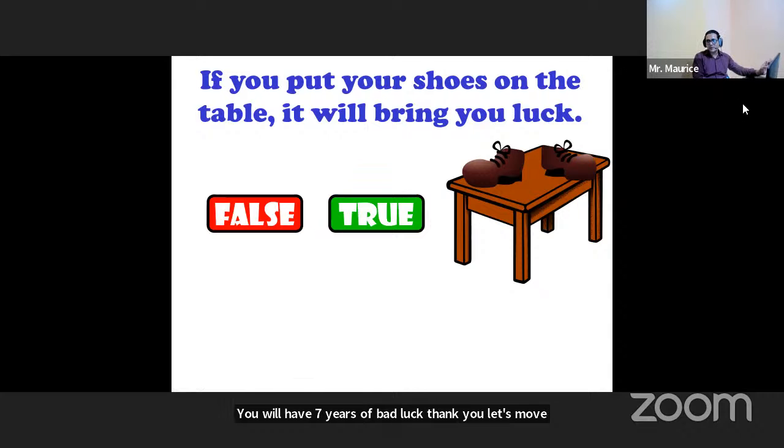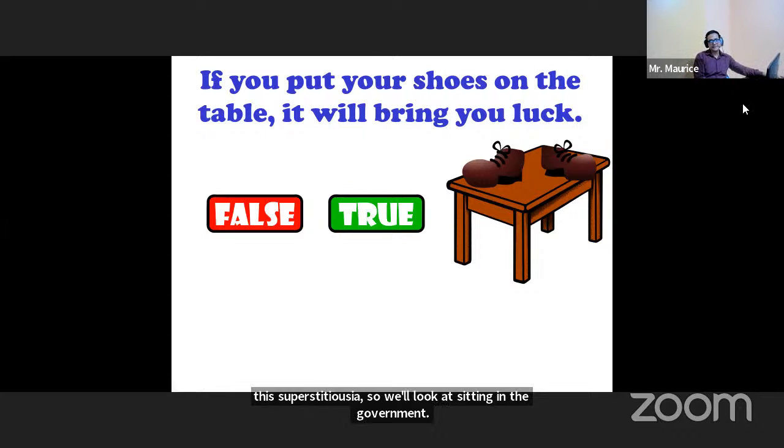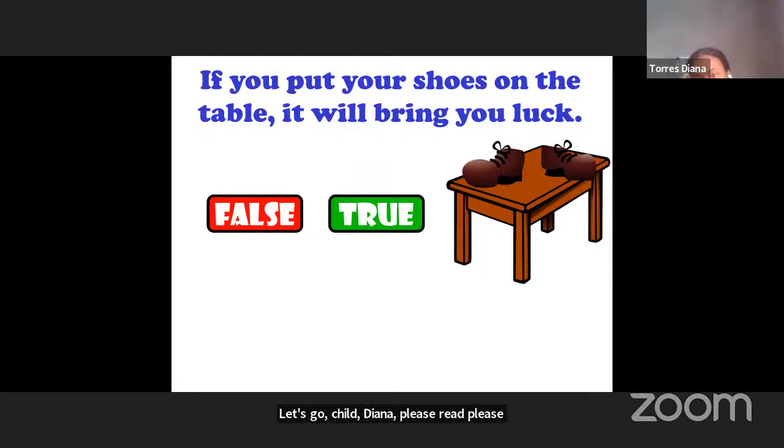Wow, look at this superstition. Seguro que sí tienen que haberla escuchado. Diana, please, read please. If you put your shoes on the table, it will bring you bad luck. True or false, Diana? True.